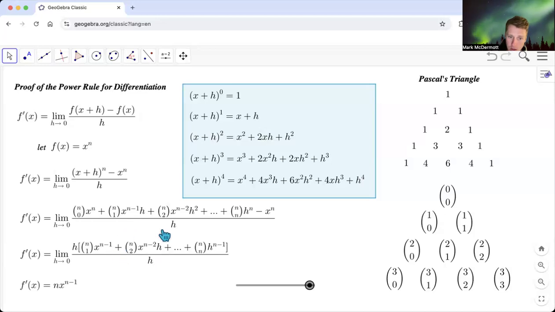All these other terms have h's in them. This has got an h, this has got an h. And if h is approaching 0, so you're taking the limit as h goes to 0, then these terms fall out and you're just left with this first term. So that's a proof of why the derivative of the function xⁿ equals n xⁿ⁻¹, which is a rule you'll use often. This is the reason why the rule is the way it is. This is only one way to prove it. There are lots of other ways, but for me, at the moment, this is the most understandable. Hopefully that made some sense for you.